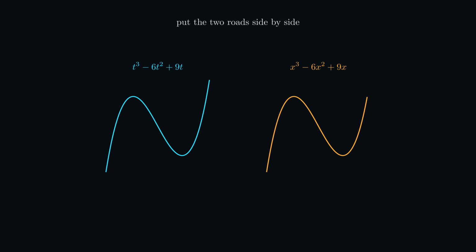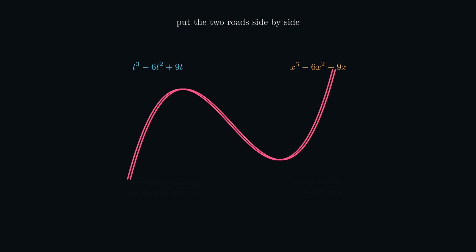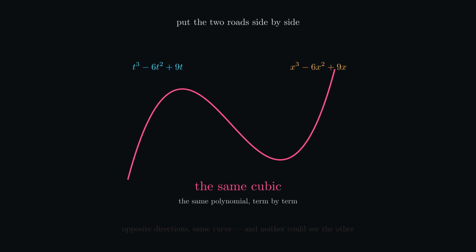The careful road produced t cubed minus 6t squared plus 9t, the curve whose crossings are the 3 numbers. The brutal road produced x cubed minus 6x squared plus 9x, the value of the product itself. Those are the same cubic. Not similar. Identical, and not because we tried numbers. Expand the second root and the coefficients come out 1, minus 6, 9, 0, exactly the first. It is an identity between polynomials, so it holds for every t there is.